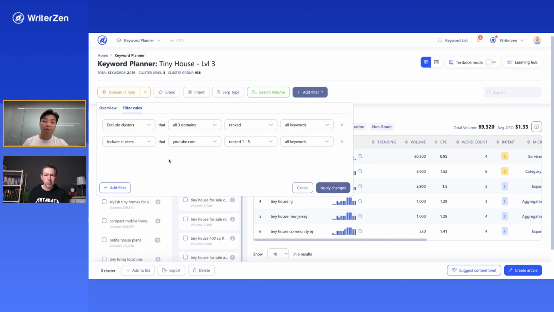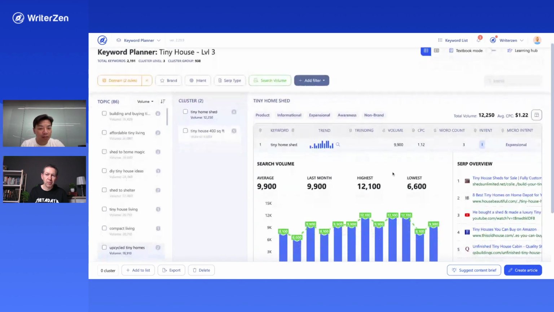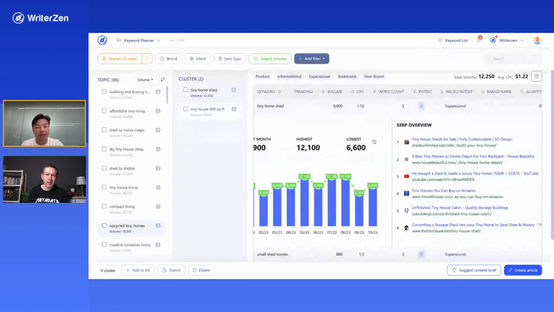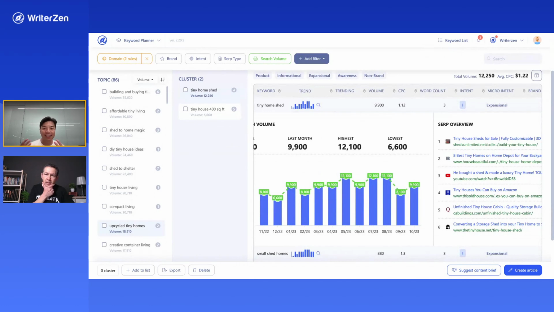And then out of all the clusters that these three domains are not ranking for, which is the gap, these are the rest of the clusters, right? Now you show me all the included clusters that youtube.com are ranking from 1 to 5. You click apply. Oh, here it is. Then suddenly, wow, you got this list of clusters. It's the art of combining, just playing around with the logic behind the filtering.